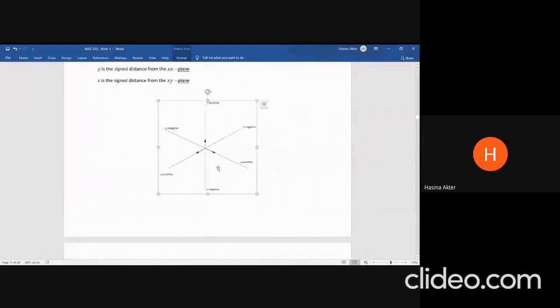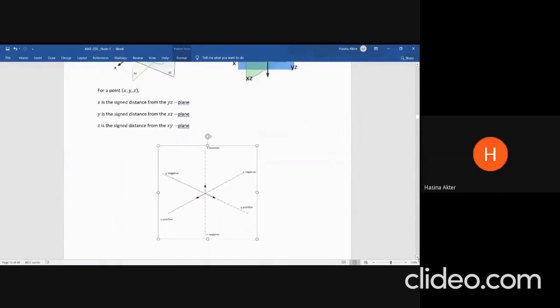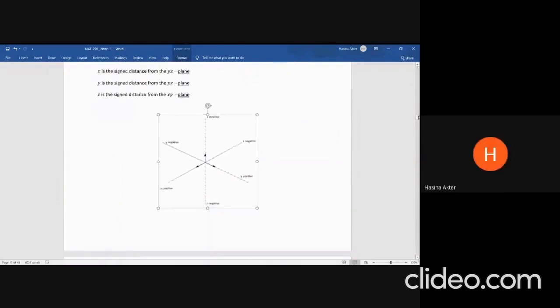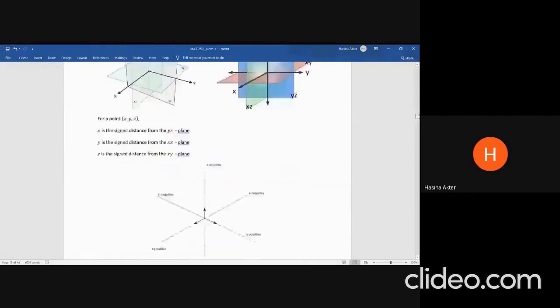Can you see this picture now clearly? Yes, miss. Is there any problem? No, miss, I have zoomed in. Okay then. So now the next thing is that we need to understand the distance. Okay guys, sorry, what I have just done. Okay, now it's good. I believe it's readable from your side.